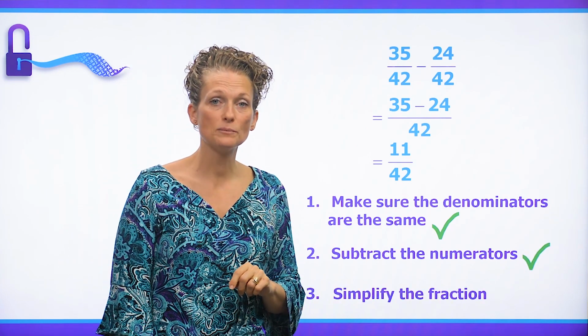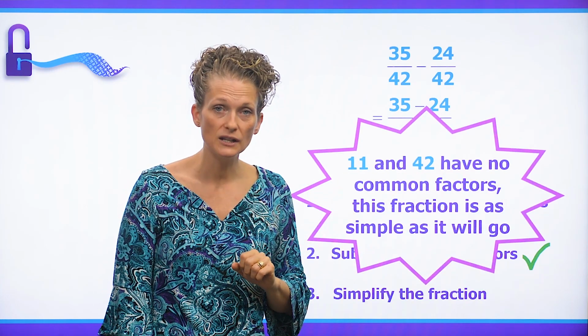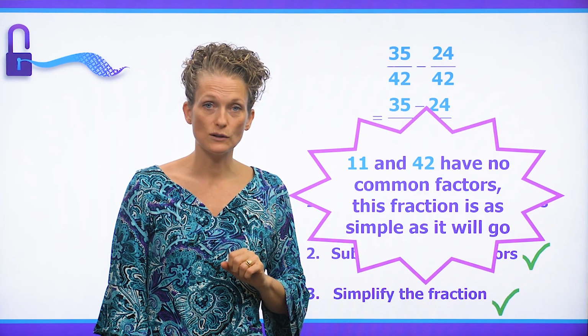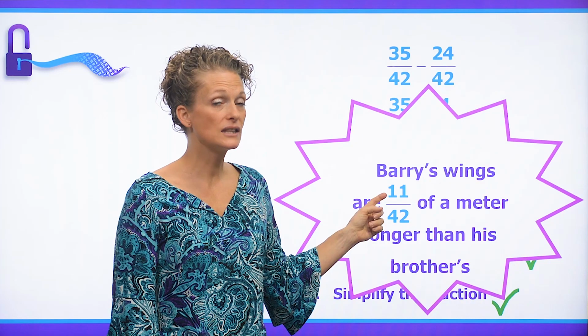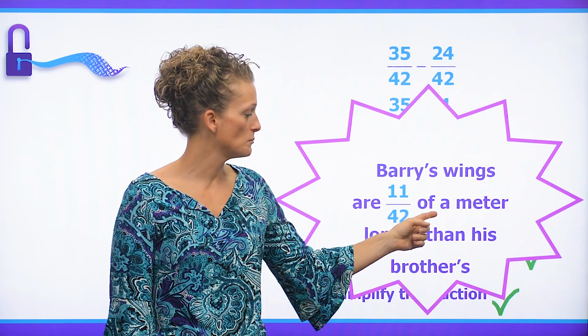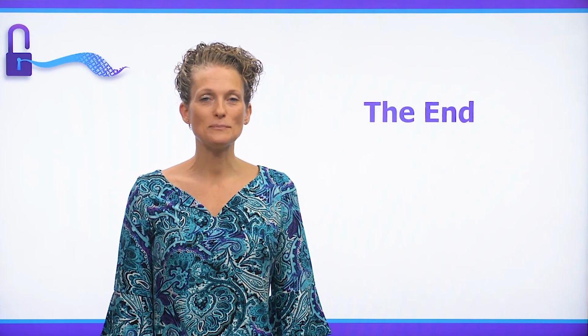Last step says to simplify the fraction, and 11 and 42 have no factors in common, so this is as simple as it will go. So we have simplified, and we know that Barry's wings are 11 over 42 of a meter longer than his brother's. And that is your lesson on adding and subtracting fractions, part 2.